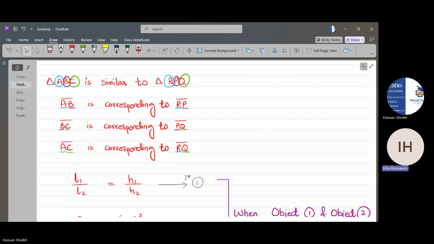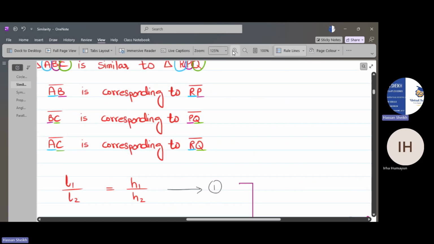So L1 over L2 is equal to H1 over H2. Do you agree that this formula is just like a ratio between the sides of the two geometrical objects? Yes, sir. And isn't that what similarity is all about? That there exists a ratio between the two similar triangles or similar objects. So this is a ratio. Either you call it a formula or a similarity ratio, it doesn't matter. But you need to understand how this formula works with similarity.